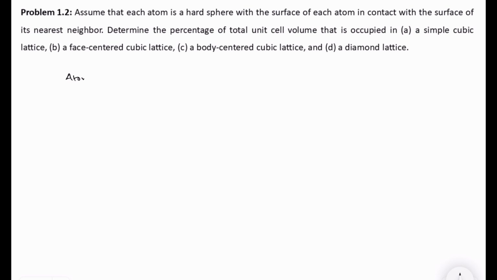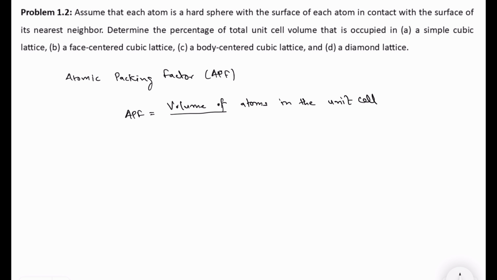The atomic packing factor, that is APF, is equal to volume of atoms in the unit cell over volume of the unit cell multiplied by 100%.